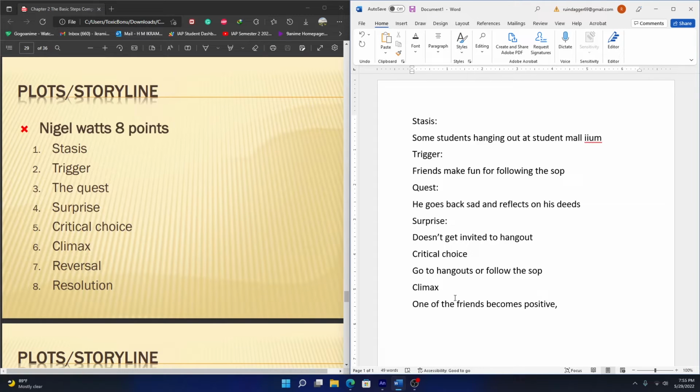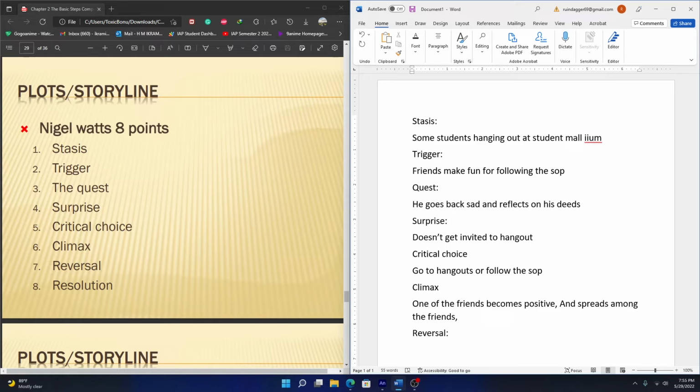It spreads among the friends. Okay, that's going to be the climax. And after the climax, it's the reversal. The reversal for the story will be that the friends realize what their mistake was, and they start to think that the main protagonist was correct in following the SOP. They should also have followed the SOP and could have avoided the whole situation of getting infected or getting admitted to hospital.